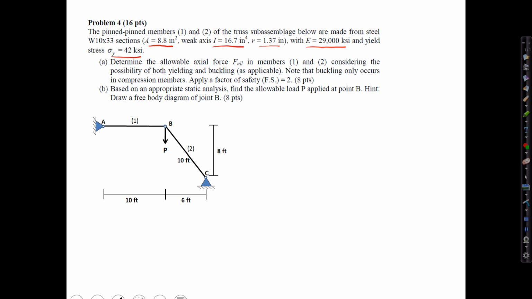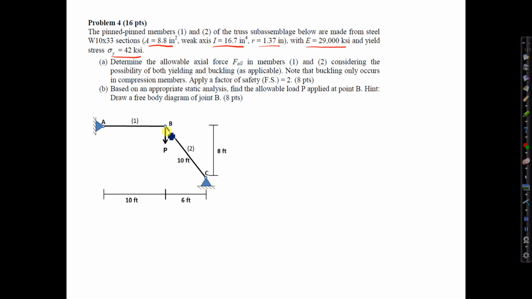The second part of the problem, based on an appropriate static analysis, find the allowable load P at joint B. Hint, draw a free body diagram of joint B. So you can recognize, starting out, that there's a distinct separation between part A and part B. Part A is simply a buckling analysis of a single member, or yield analysis, and we don't need to do any statics or analysis of the truss itself in order to solve part A. So we'll approach that part first.